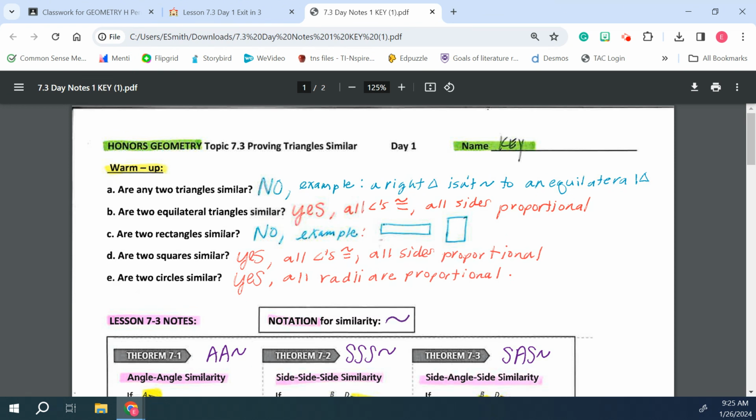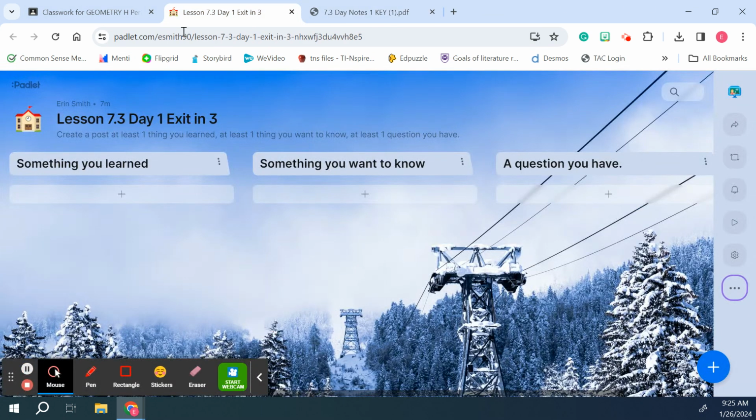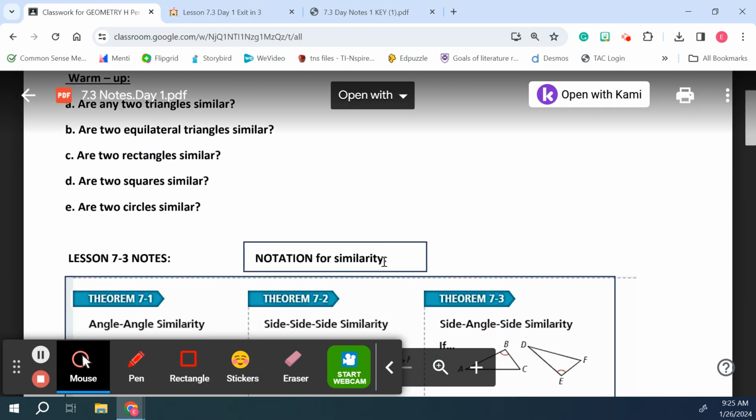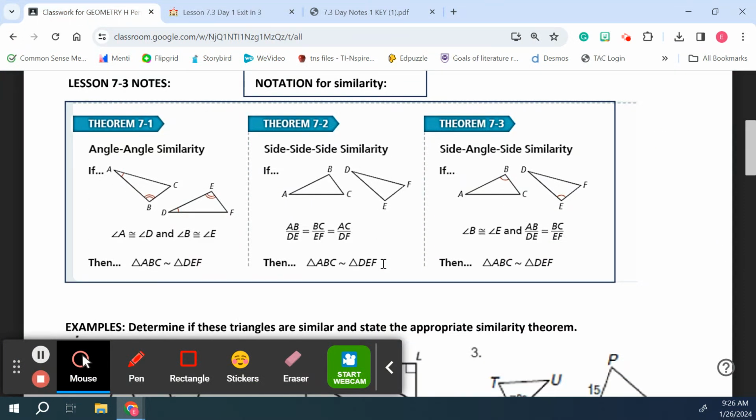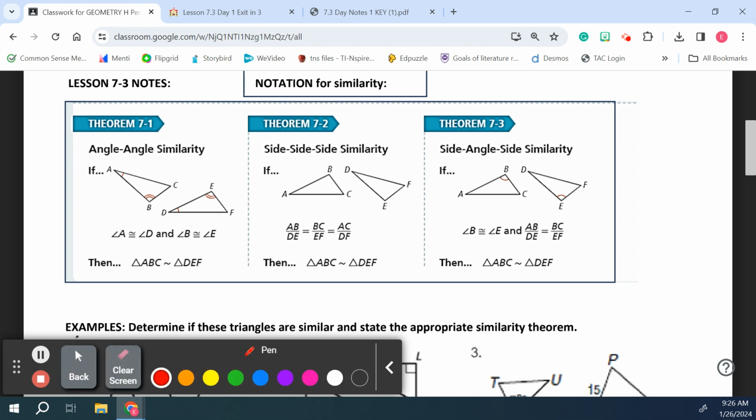All right, let's take a look at this. So this is in your foldable. Again, colors will help, but not necessary unless you feel you need them. It's up to you. The notation for similarity is this squiggly line, all right? This means similar.